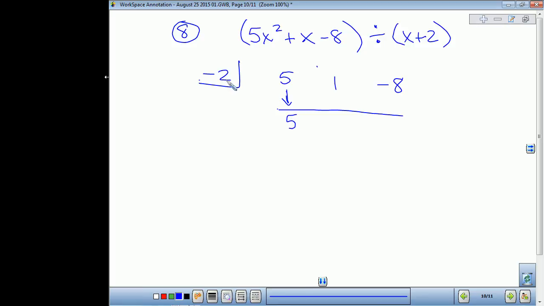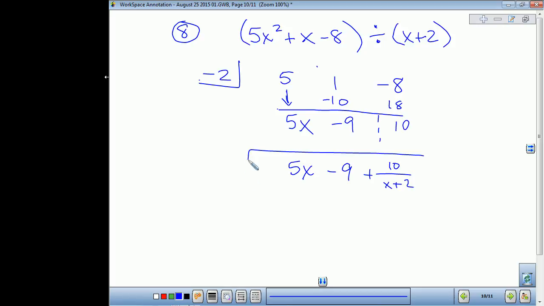I multiply. Negative 2 times 5 is negative 10. I add. What do I get? Negative 9. I multiply. 18. I add. 10. So this is my remainder. It always goes over the divisor. This is my constant. And this is my linear term. And that's my answer.